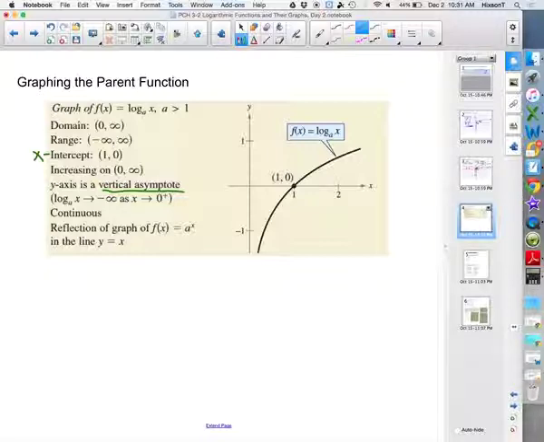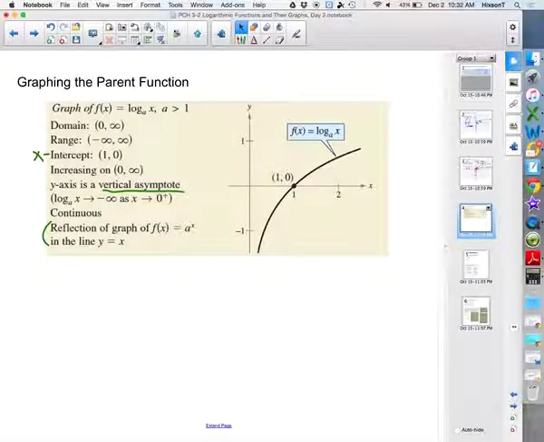And then remember, this is the reflection of the graph of the exponential function. The exponential function had a horizontal asymptote on the x-axis. It went through the point (0, 1). But it's the reflection across the line y equals x. That's what makes these what? Inverse functions of each other.